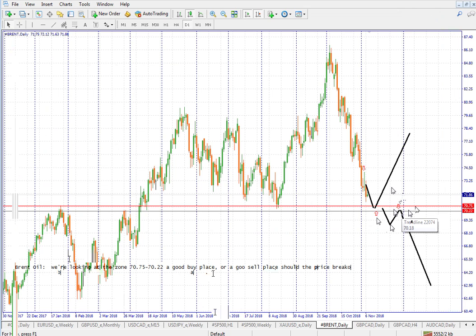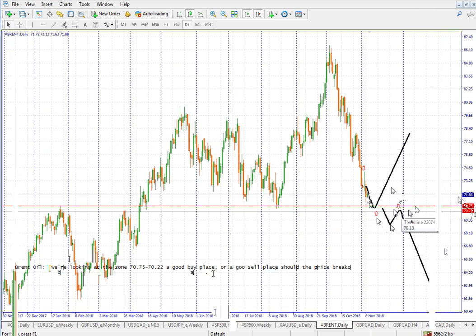Brent oil, we actually still expect a move downwards based on this pin bar. It pushed price lower perfectly as we said, then it continued down, and then you're supposed to take profits at 70.75. So we recommend that if you sold Brent oil with us previously, remain long towards 70.75, 70.22. So this zone is a good buy place.